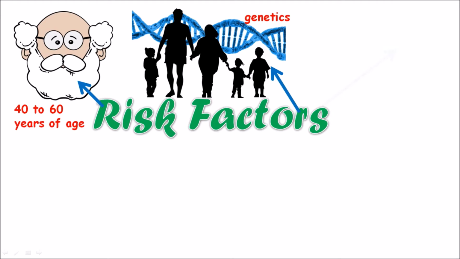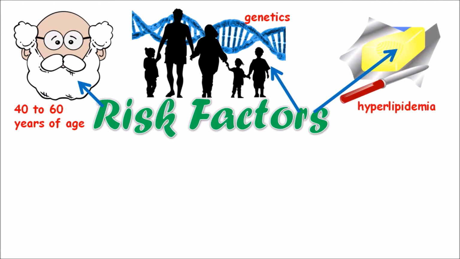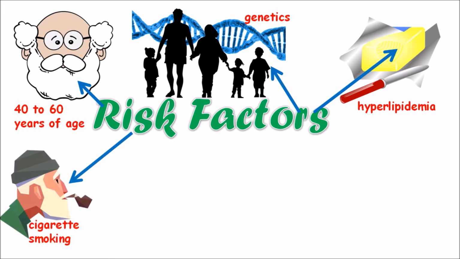The next risk factor is hyperlipidemia, and this is characterized by increased lipid in the blood. This mostly occurs due to intake of high fatty diets like butter and hydrogenated oils and other food items. The next risk factor we are going to discuss is cigarette smoking, and this increases the chances of atherosclerosis considerably.